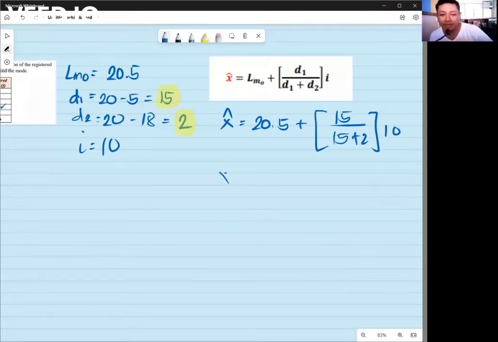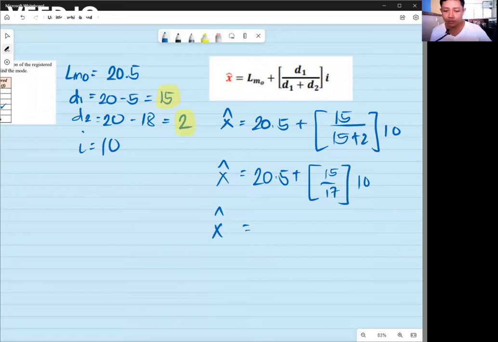That's it. Everybody get your calculators again and kindly press this: 20.5 plus 15 over 17 times 10. Thank you. So we have here, the mode will be equal to what? Type your answer in the chat box. This is the correct one because we need to subtract our frequency above the modal class frequency and below it from the modal class frequency. We should never, ever forget that.